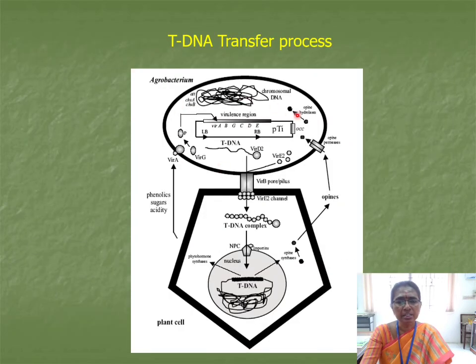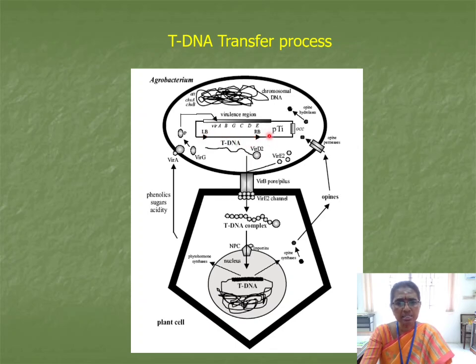Coming to the tDNA transfer mechanism into the plant cells. In this, the genes present in the Vir region are most important. They are Vir A, B, G, C, D and E. And also this tDNA is flanked by left border and right border.